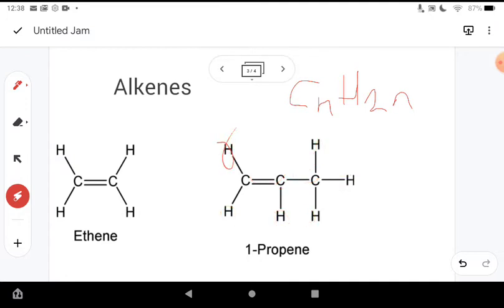Okay, but we use similar naming principles. So if it's got 2, it's eth. If it's got 3, it's prop. If it's got 4, it's but. If it's got 5, it's pent. You don't have to worry about this one until A level. That just shows you where the double bond is. And you need to have a look at covalent bonds to get a better idea of what this means. But each of these is a shared pair of electrons, basically.